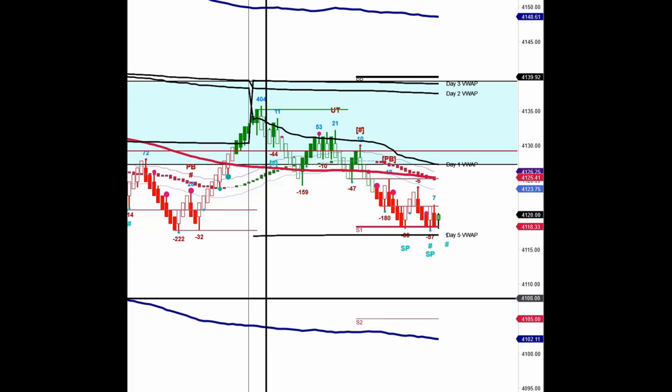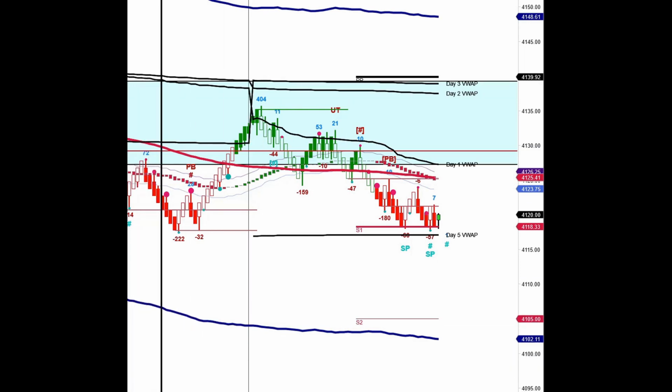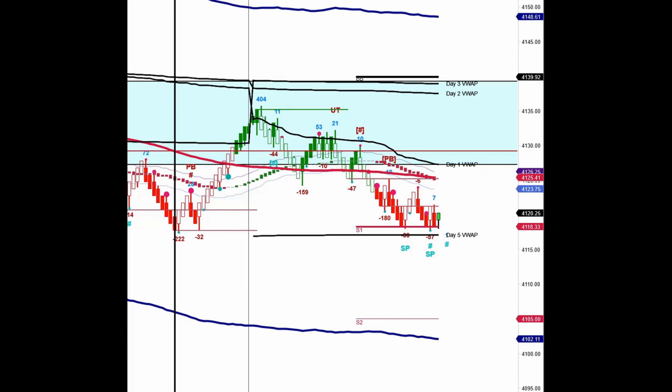Again, holiday trade conditions exist. I think there's a lot of people not trading today, but again, I just want to sharpen the edge.